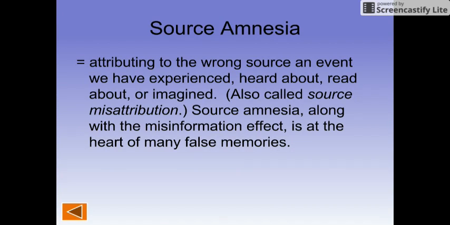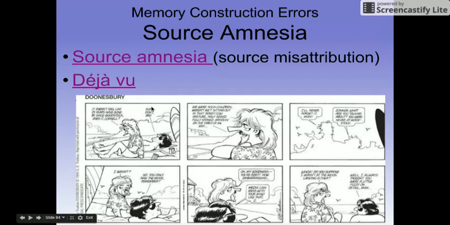So in the car accident scenario, you might say that you were distracted by a pedestrian when in reality that pedestrian wasn't even in the street. They were on the sidewalk. So you misattributed, or you had source amnesia for the cause of your accident.